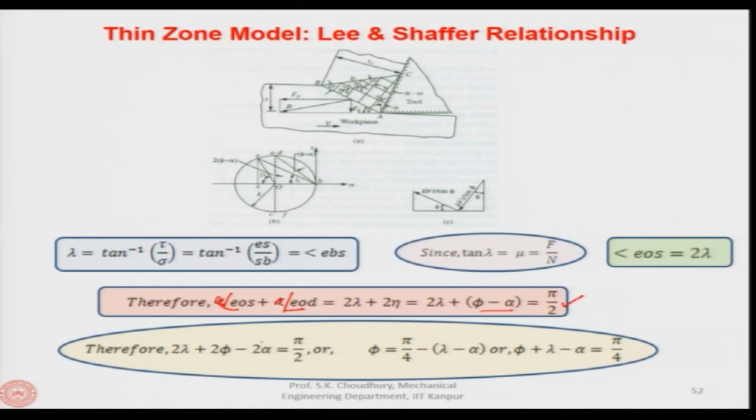Okay. This is the equation derived by Lee and Shaffer, and you can see that it is very close to Merchant's relationship, although Merchant's relationship is based on minimum power consumption during the machining process. In this case, Lee and Shaffer say that there should be a stress field through which the forces are transmitted from the shear plane to the rake face of the tool.